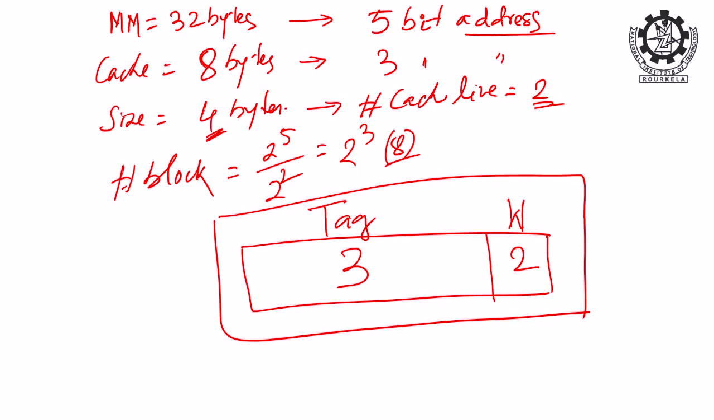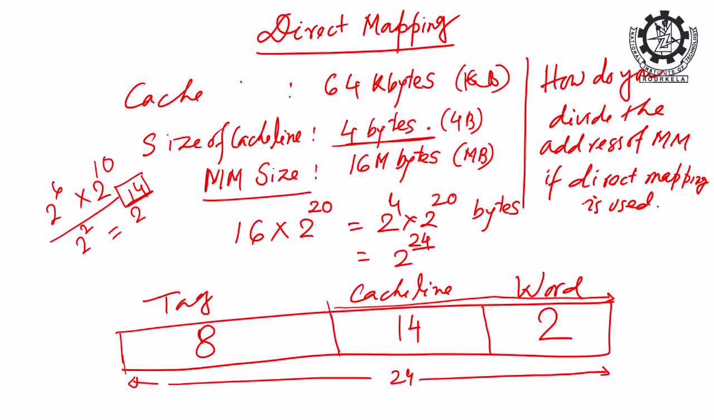Okay. So, we can go with one more example, and then we will talk about the last mapping scheme, that is set associative mapping. Maybe we can take this easy example. Cache is 64 KB, the size of the cache line is 4 bytes, and main memory size is 16 megabytes. Then the total length is 24, as you can see, and the word is 2 bits. So, if you subtract, 22 will be the tag. So, this is word and tag.